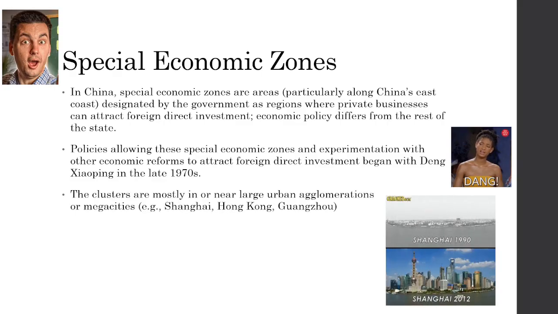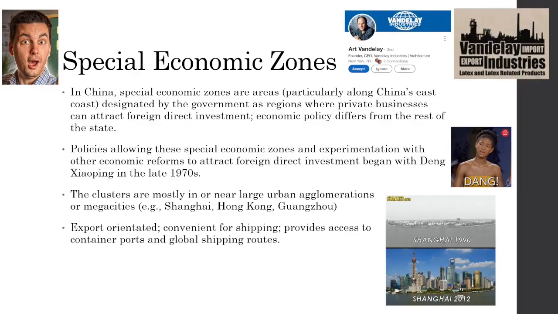And these clusters on the East Coast are near where those urban agglomerations or megacities are. So our urbanization, which occurs mostly on the east, is going to be where our special economic zones are located. All of those manufactured goods in the factories in the cities are going to be exported at the ports where the special economic zones are. And as I said, this is export oriented. It's convenient for shipping and provides access to container ports and global shipping routes.